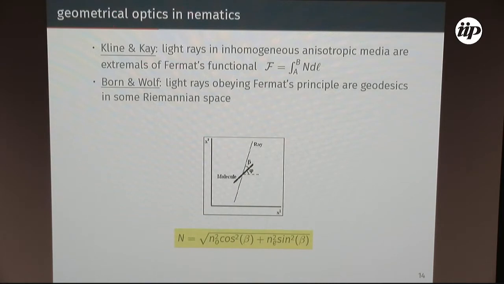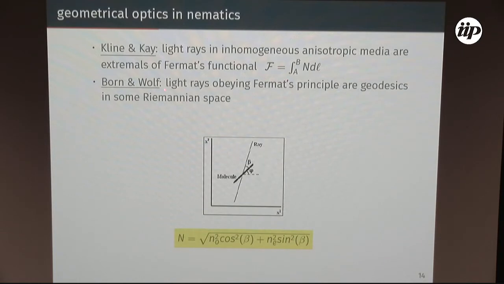You can do geometrical optics in these materials. They transmit light. They are dielectrics. These are very standard optics books, but I'm just copying what is said there. The light rays can be obtained, the equation for light rays, from the Fermat functional, where here you have the effective refractive index, which, when you have a molecule like this, has two components for the index, depending on the angle that the ray makes with the molecule. So you have two parts, and this is the effective index.